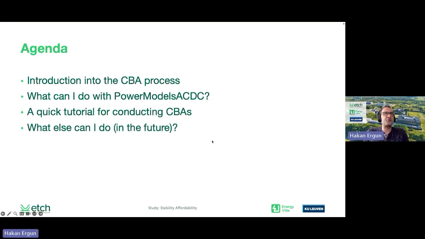What is on the agenda today? First, I want to give a quick introduction into the CBA process, then explain a little bit what we can do with PowerModelsACDC. Then I'm going to go through a very quick tutorial for conducting cost-benefit analysis with PowerModelsACDC, and then wrap up the presentation with what else we could do in the future, again for improving cost-benefit analysis processes.